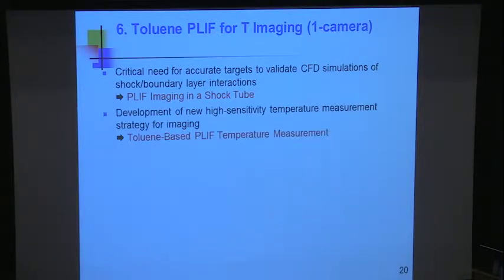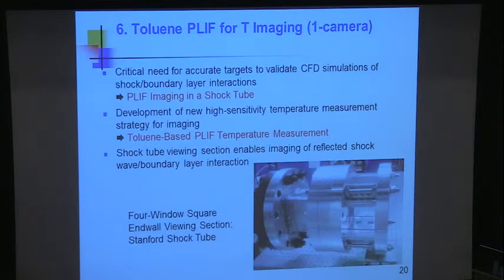We did PLIF imaging in a shock tube. And we made a section of our shock tube into a square section. These are usually round. So we had about a 10-foot conversion between round to square. And now down here at the end, here's the end wall of the shock tube. We had windows on 3 sides and on the end wall.